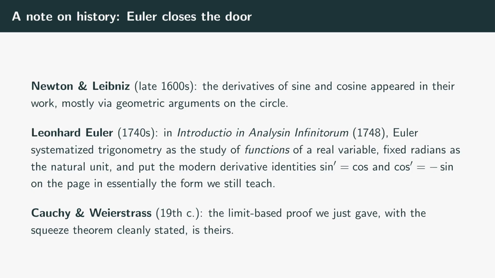The rigorous limit-based proof we just gave, with the squeeze theorem stated precisely, is a 19th century cleanup. Cauchy and Weierstrass again, the same mathematicians from episode 1. So the formula is from Euler. The proof we walked through is from Cauchy and Weierstrass. 3 different centuries collaborate on every line.